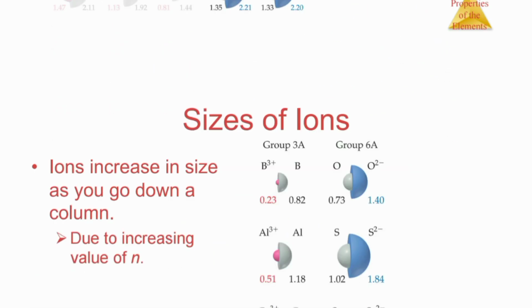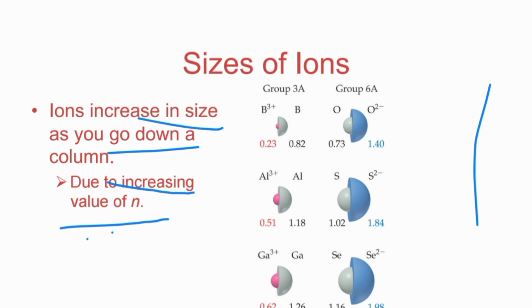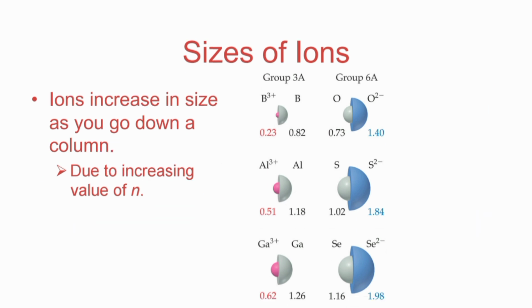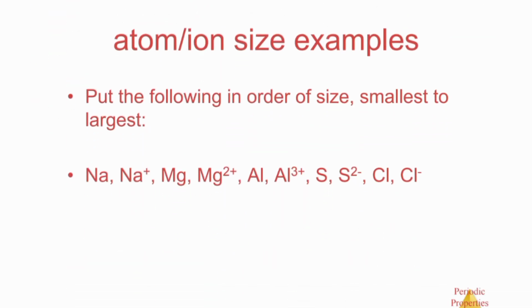You can see here, as ionic sizes increase down the group because of increase in nuclear charge. Atom and ion size examples.